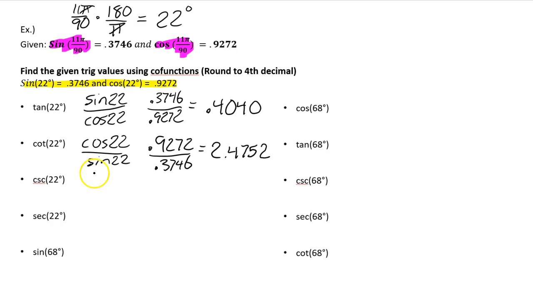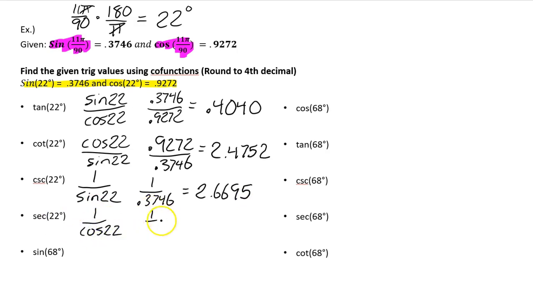Cosecant, I can do 1 over sine of 22. So 1 divided by 0.3746. So that's where that reciprocal value comes in. And I get 2.6695. And then finally, the last one right here, I know secant is a reciprocal. So 1 over cosine, 0.9272.